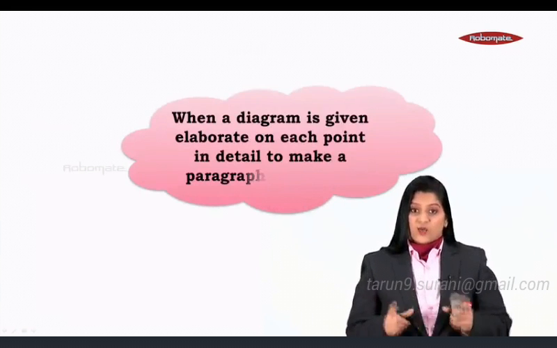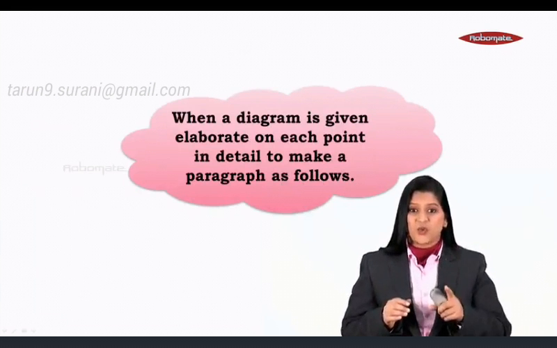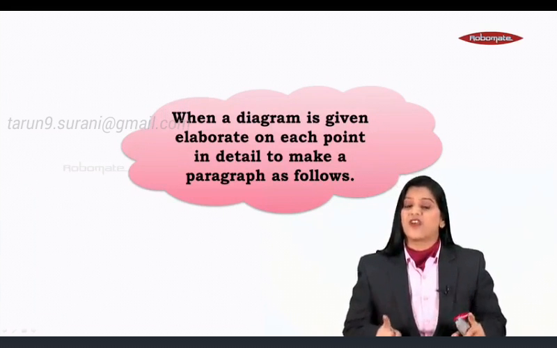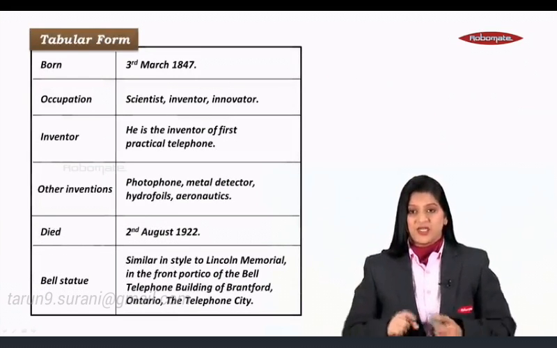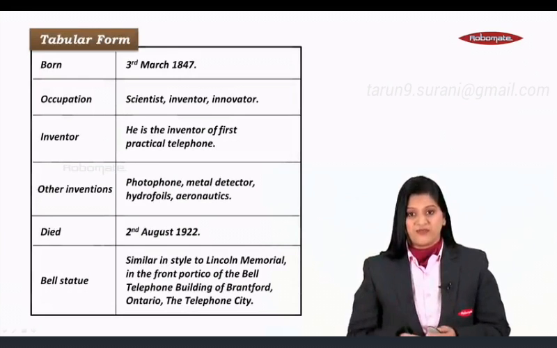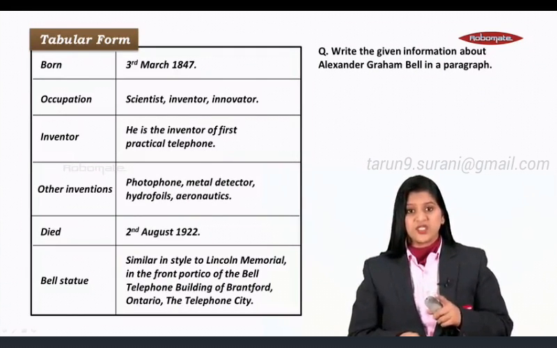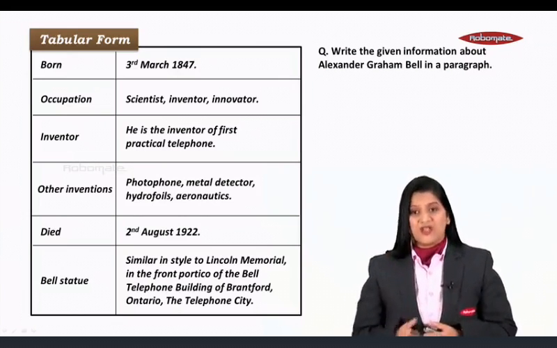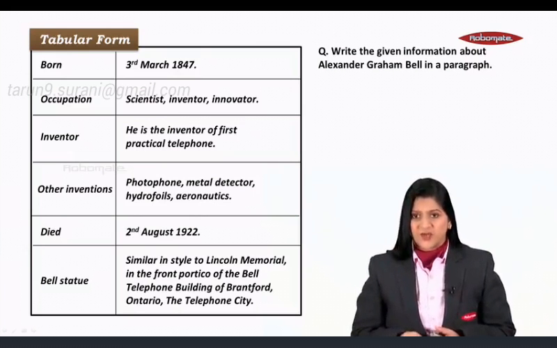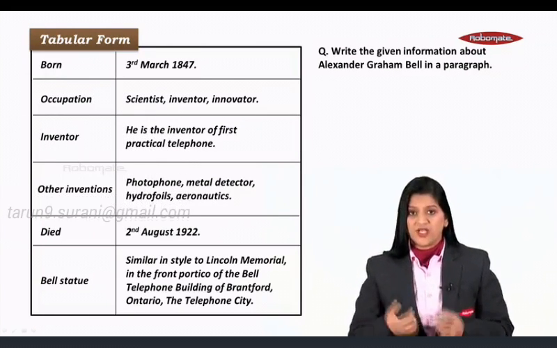Now let's see, when a diagram is given, elaborate on each point in detail to make a paragraph as follows. Now this is the diagram, a table. It's a tabular form of information. Read the question given to you. Write the given information about Alexander Graham Bell in a paragraph. A paragraph means one paragraph. And now all this information is to be put in the form of a paragraph.